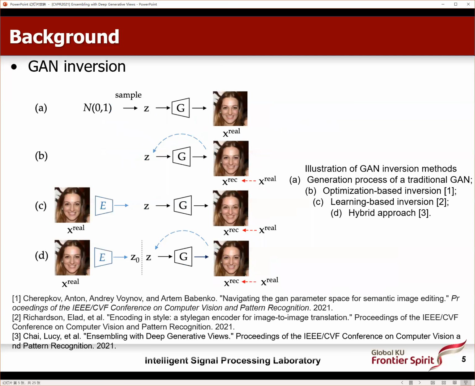Next, there are several kinds of methods to finish this task. For sub-picture A, it represents the process of the traditional GAN. The traditional GAN basically samples a latent vector Z from a distribution, and then we map it to an image with a generator. So this is the traditional GAN. In the other sub-pictures, B, C, D, I show some kinds of GAN inversion methods, called optimization-based inversion, learning-based inversion, and also the hybrid approach.